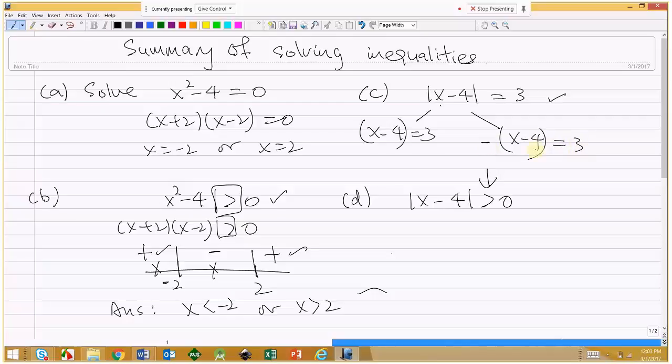Okay. So now, after you remove the absolute sign, we solve as usual. Until this stage, this is quite the same as this already. So for this case, no need to factorize. Just x only. So it's 7. x minus 4 is -3, x will be equal to 1.